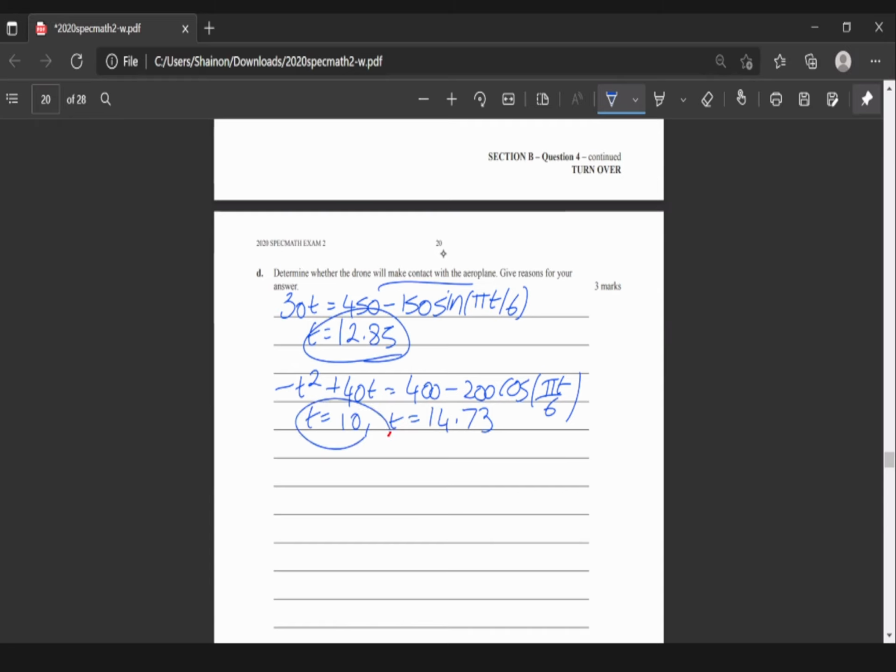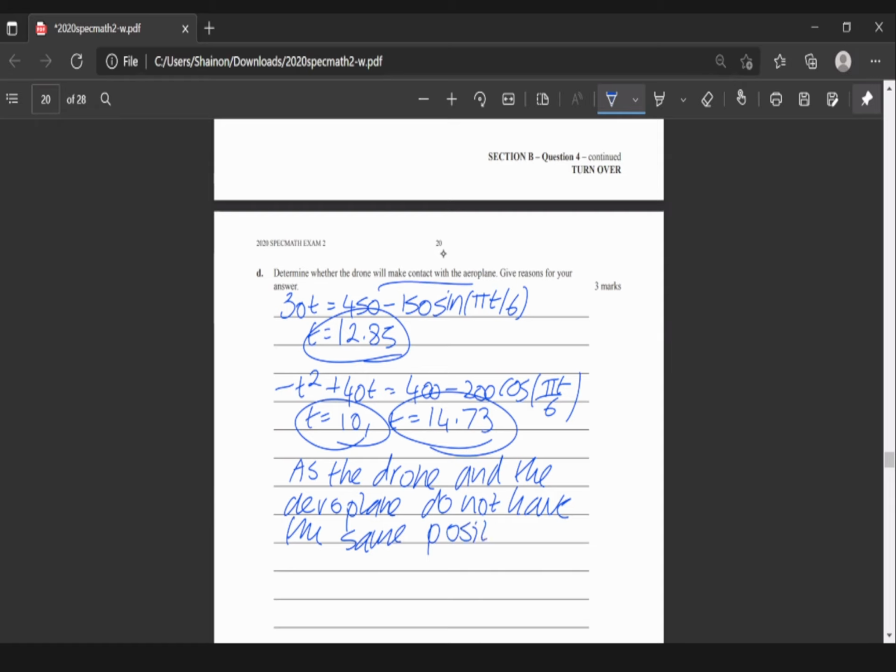Since they don't have the same value of t, the drone and the airplane do not have the same position at the same time, so they do not come into contact.